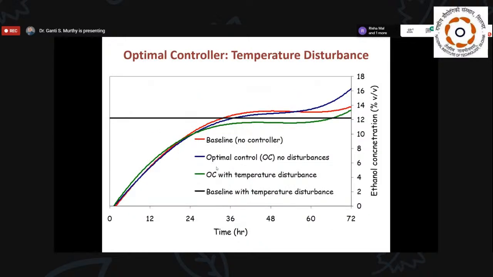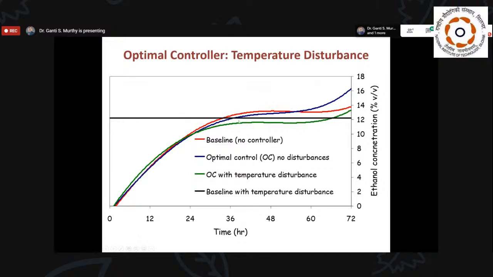Then, as you all know, in a control system we have to see what it looks like when you have disturbances. So we have the baseline and performance without disturbances. And when we have a temperature disturbance, you see the green line there. That is essentially what happens with an optimal controller. Initially, there is a disturbance somewhere between 24 to 60 hours, for about 2 hours, and the performance is reduced. But then after some time, because of the way the optimal controller runs, it goes up and basically catches up.